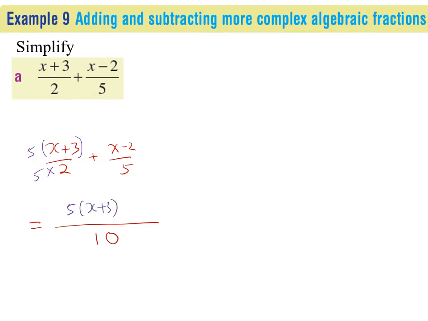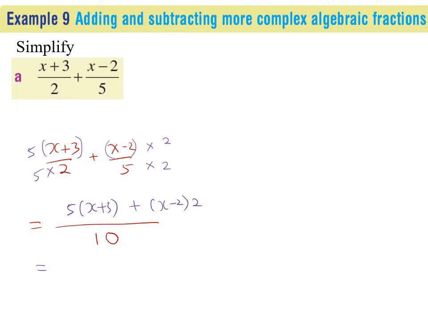Okay? Now the second fraction, I want to make it 10 as well. I have to times this by 2. And likewise, I times the numerator by 2. So you basically multiply the denominator and the numerator both by 2. But be careful, you have to put this in a bracket. You're not just multiplying -2 by 2, but the whole lot. So it's x minus 2 multiplied by 2. And then you have to expand and collect the like terms.